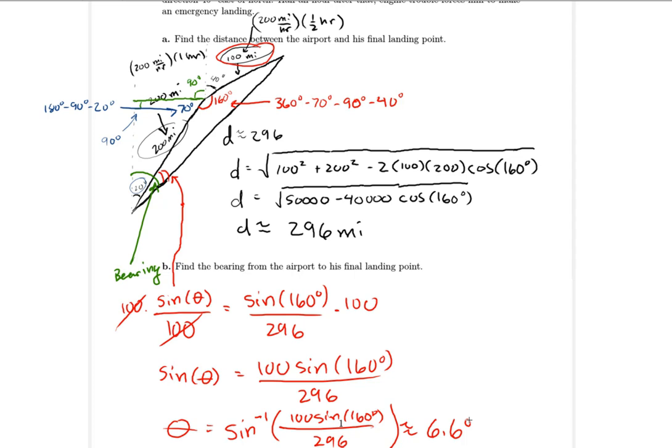So at this point, though, we got to remember I wanted that bearing, right? So I wanted that green angle that we're talking about. So of course, that's 20 degrees plus my 6.6 degrees. So I would say 26.6 degrees east of due north. And of course, where's that coming from? Just 20 degrees plus 6.6 degrees.